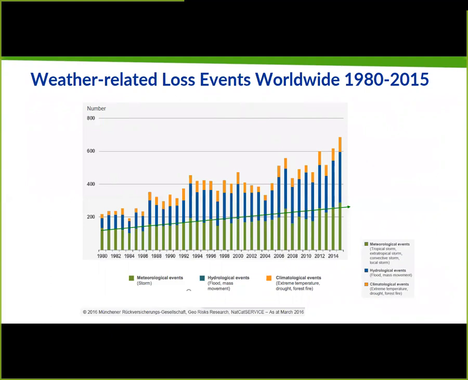And the green portion, which is the bottom end of each of these bars in this bar chart, represents meteorological events. So that would be extreme rainfall, convective storms, that sort of thing, which is really the type of extreme rainfall or the climate change risk that we're looking at in this study. So it clearly shows that the number of events like this are increasing as a function of time, and we expect that to continue.